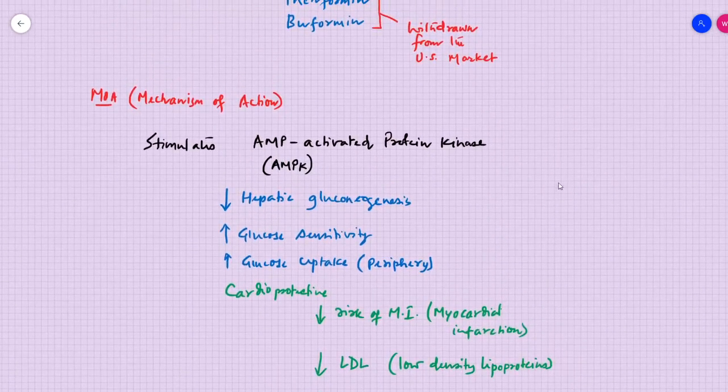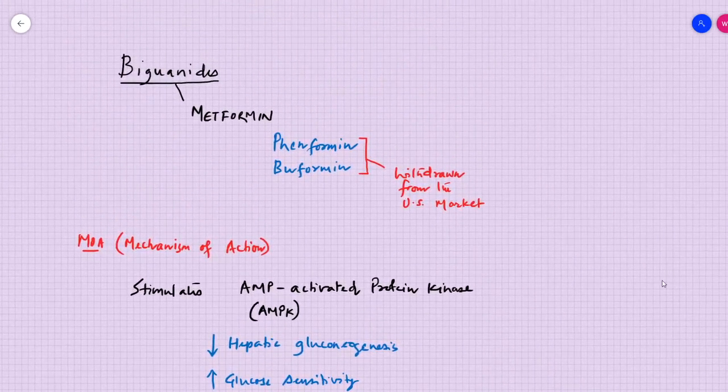So we said the prototype drug in this class is metformin. There have also been fenformin and buformin, and we said they have been withdrawn from the US market. So why have they been withdrawn? What was the reason? Because they caused lactic acidosis.